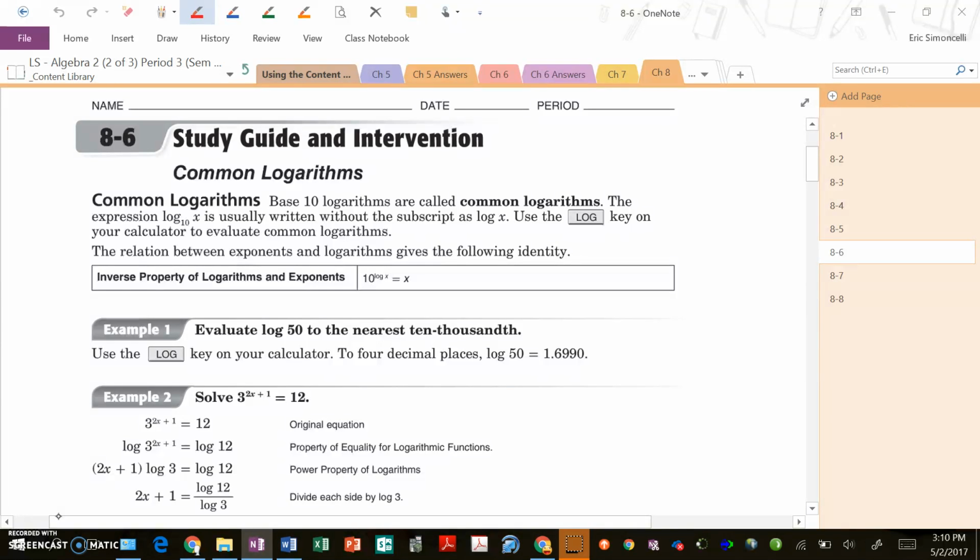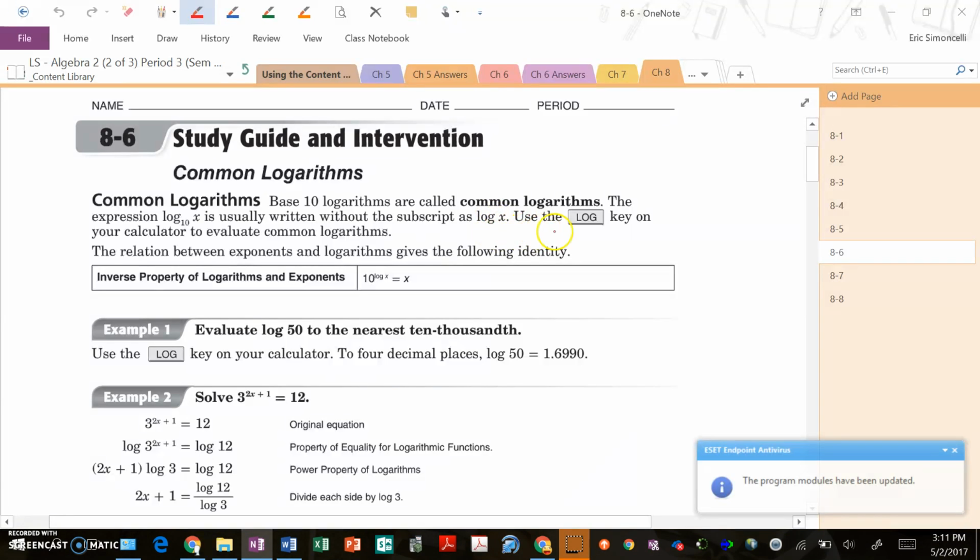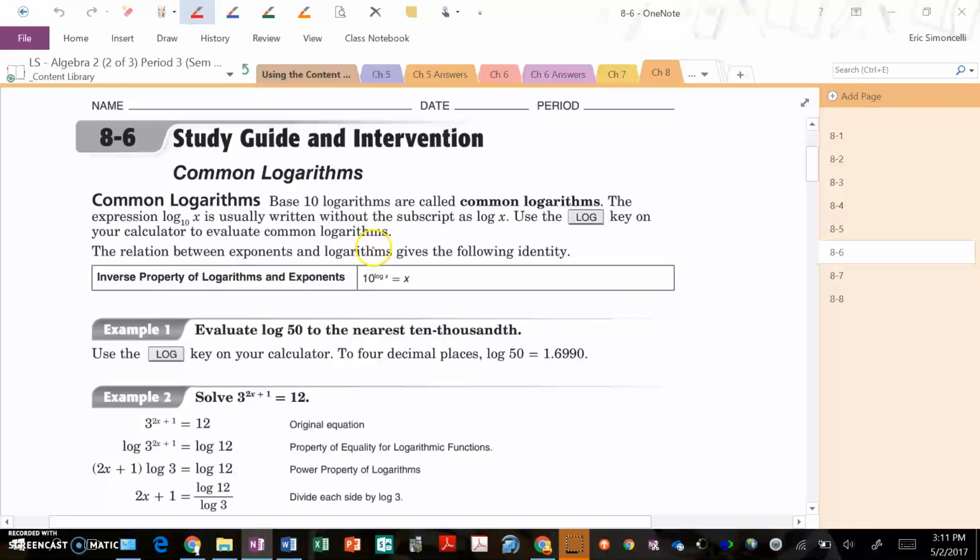Common logs. Base 10 logarithms are called common logs. The expression log base 10 of x is usually written without the subscript as log x. We have actually seen this before when using the calculator: typing in log x or log of a number is implied to have a base of 10. So we'll use the log key on your calculator to evaluate common logs, again, logs with base 10.